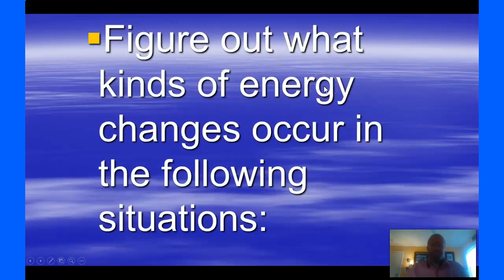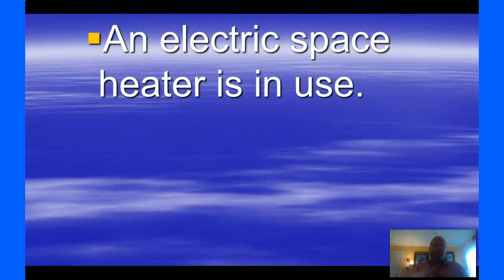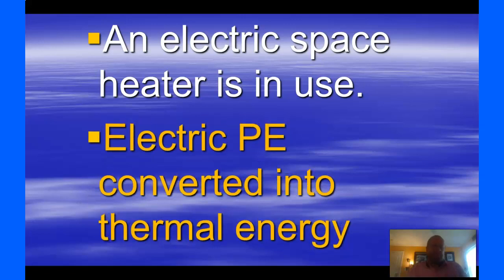Figure out what kinds of energy changes occur in the following situations. These are the same situations that are on your notes. So here we go. The first one, an electric space heater is in use. What energy is being changed into what other form of energy? Well, it's an electric space heater, so we're using electrical potential energy, and we're changing it into heat, thermal energy. Electrical PE converted to thermal energy.